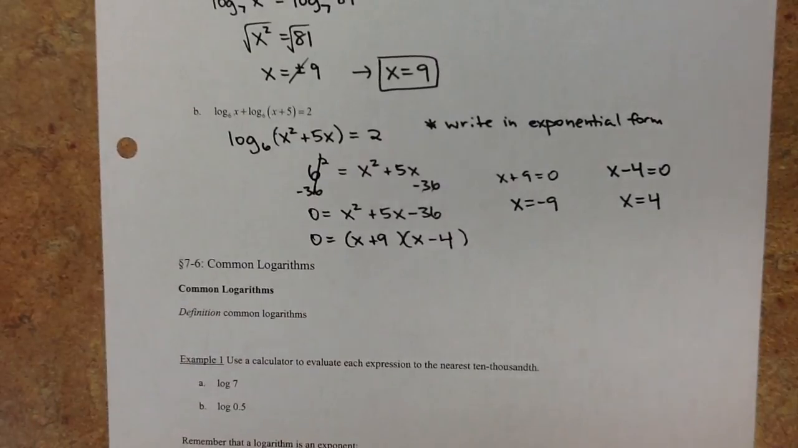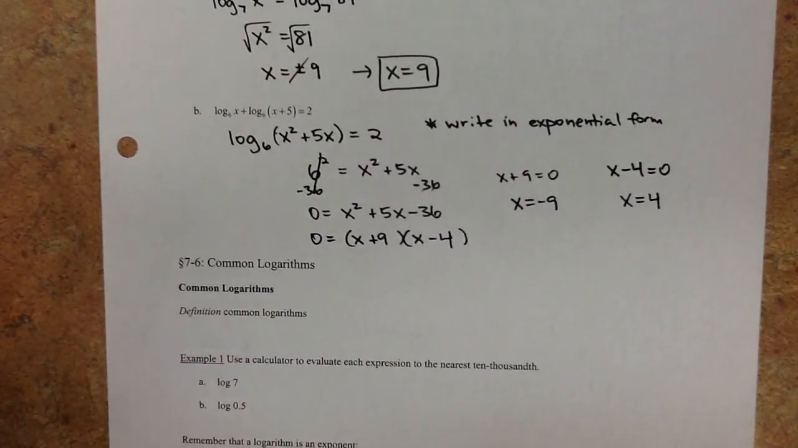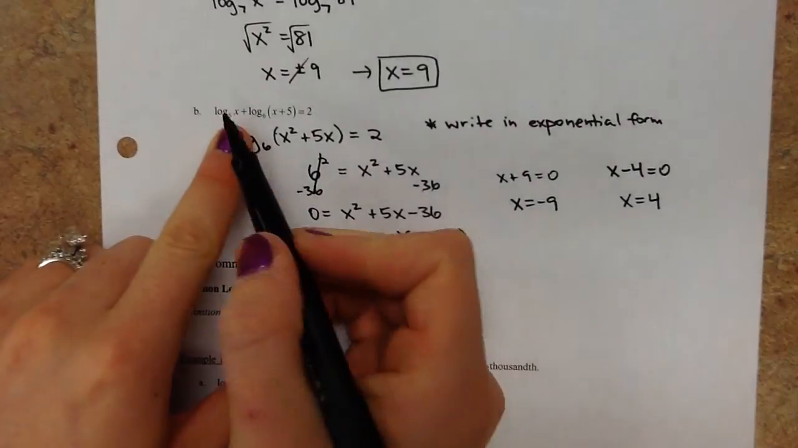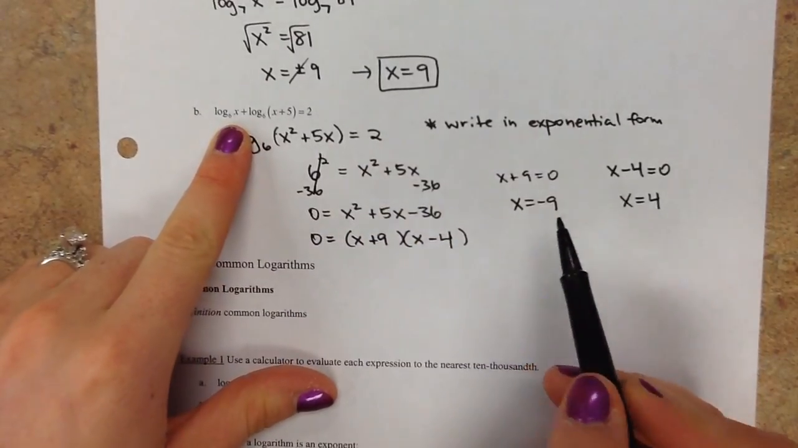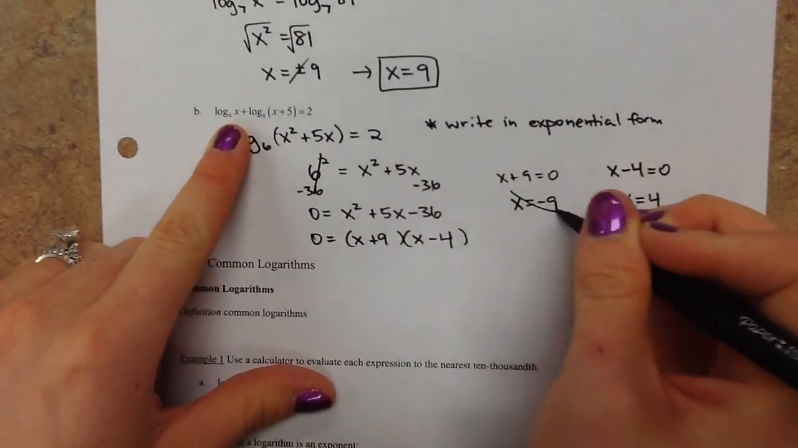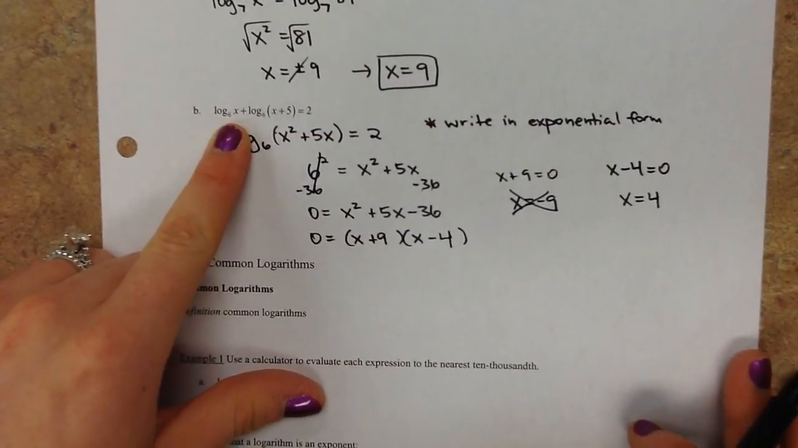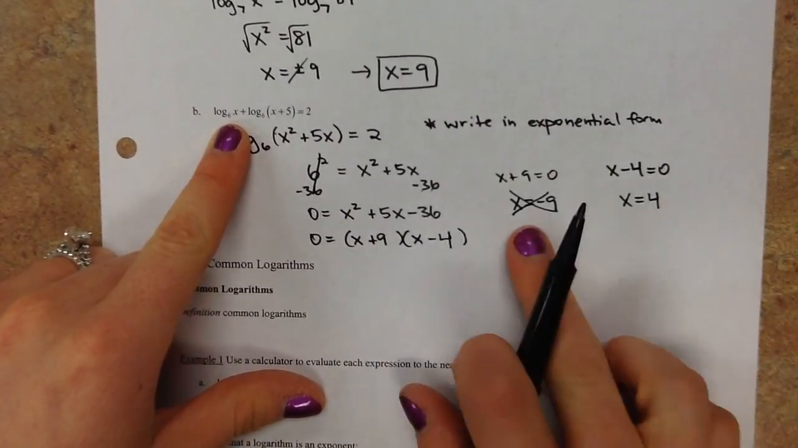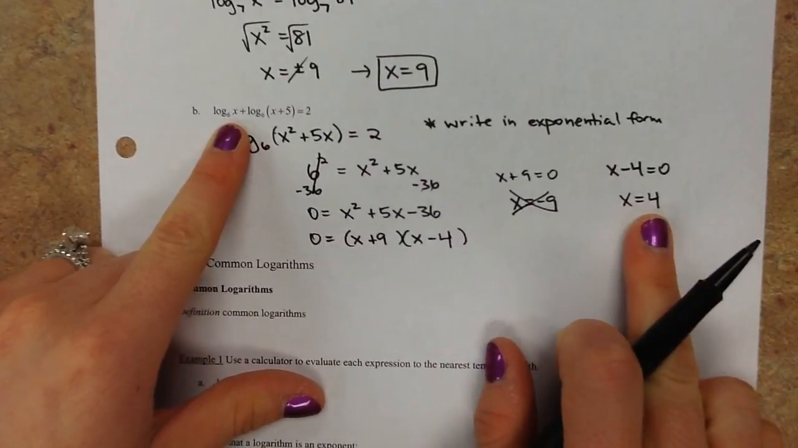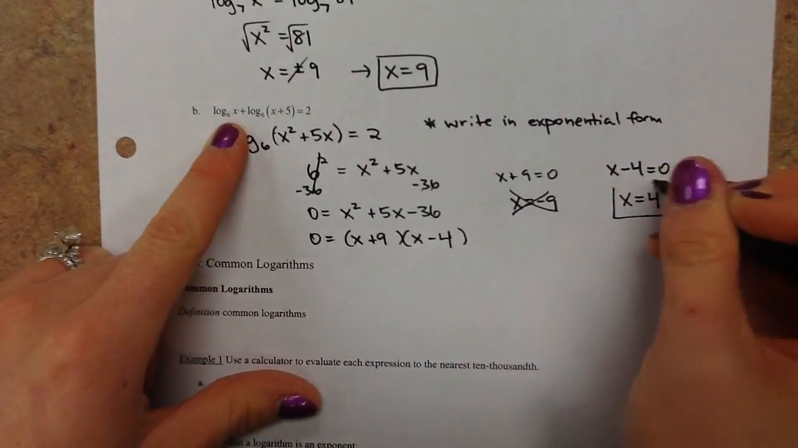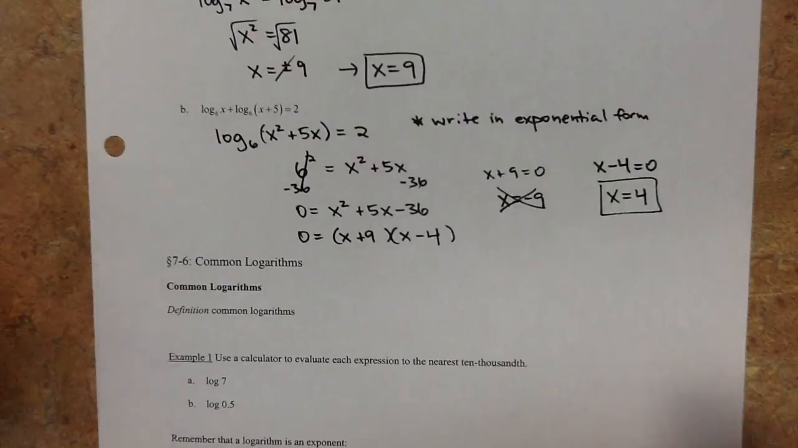Now remember the restricted domain of log functions. If I tried to plug in right here, log base 6 of negative 9, I am not allowed to plug negative numbers in. We just talked about that with the previous example. I'll remind you again, the domain is only positive numbers. So I can't plug in this negative 9. This 4, I'm good to go. I can plug that 4 in. So that is the only answer that I'm going to end up with.